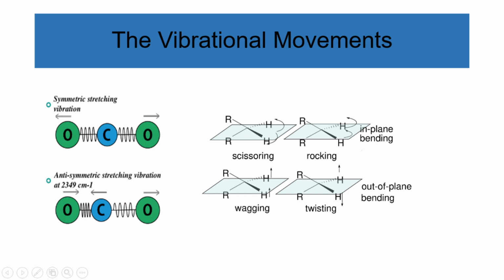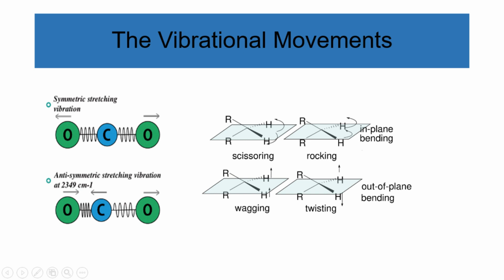Out-of-plane bending, as the name suggests, involves the bending motion of atoms or groups of atoms out of the molecular plane. It results in the displacement of atoms perpendicular to the molecular plane. Out-of-plane bending typically occurs when there are flexible or rotatable groups that allow for such motion perpendicular to the molecular plane. Twisting. Twisting is an out-of-plane bending motion where groups of atoms rotate or twist around a particular axis perpendicular to the molecular plane. It results in the displacement of atoms out of the molecular plane.